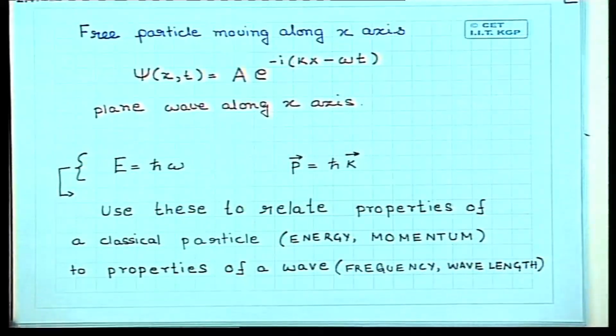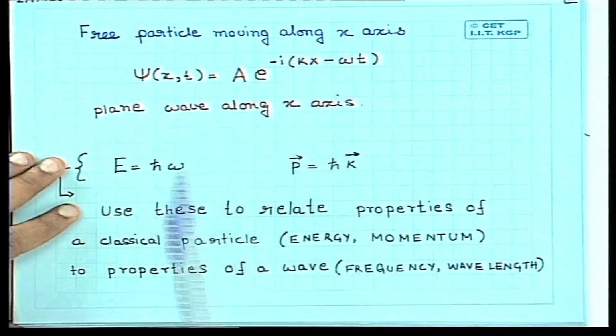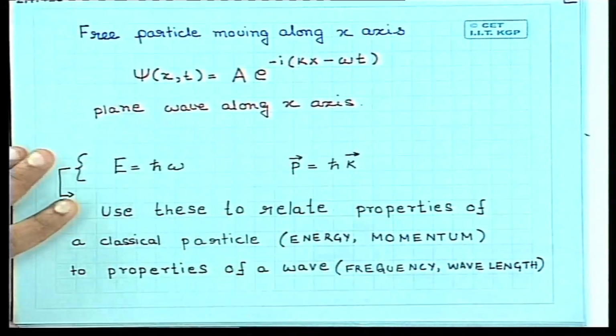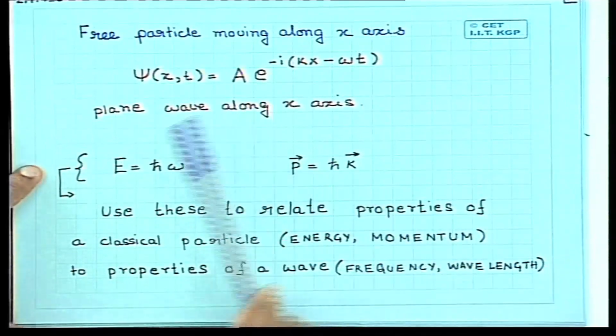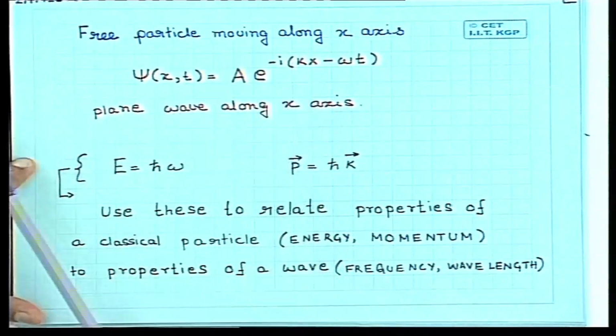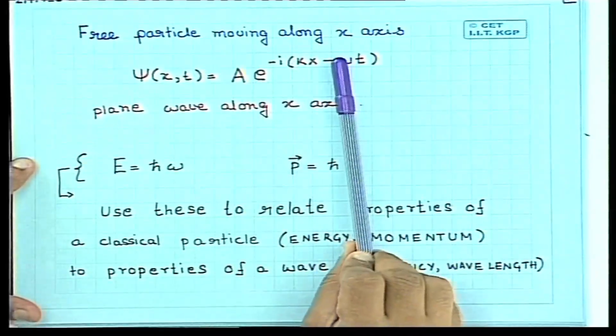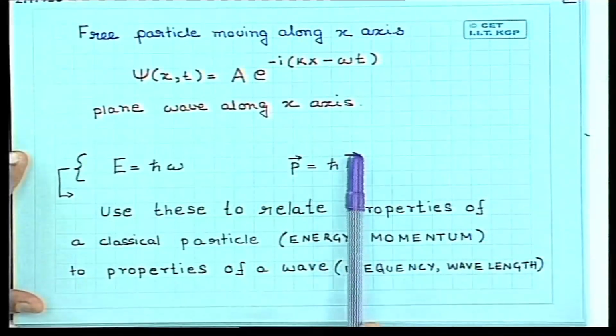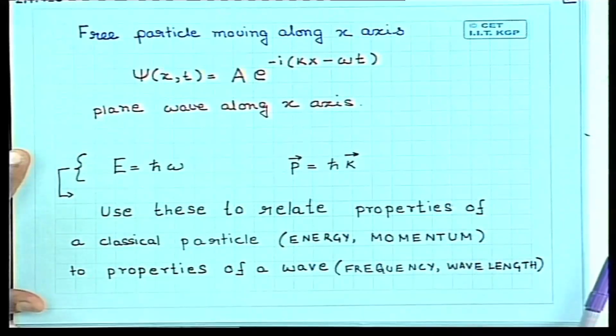Now in the last class, we constructed a plane wave to describe a free particle moving along the x-axis. The plane wave has two free parameters, the wave vector k, or the wave number k, and the angular frequency omega. We identified the angular frequency with the energy of the particle, and the wave vector with the momentum of the particle.